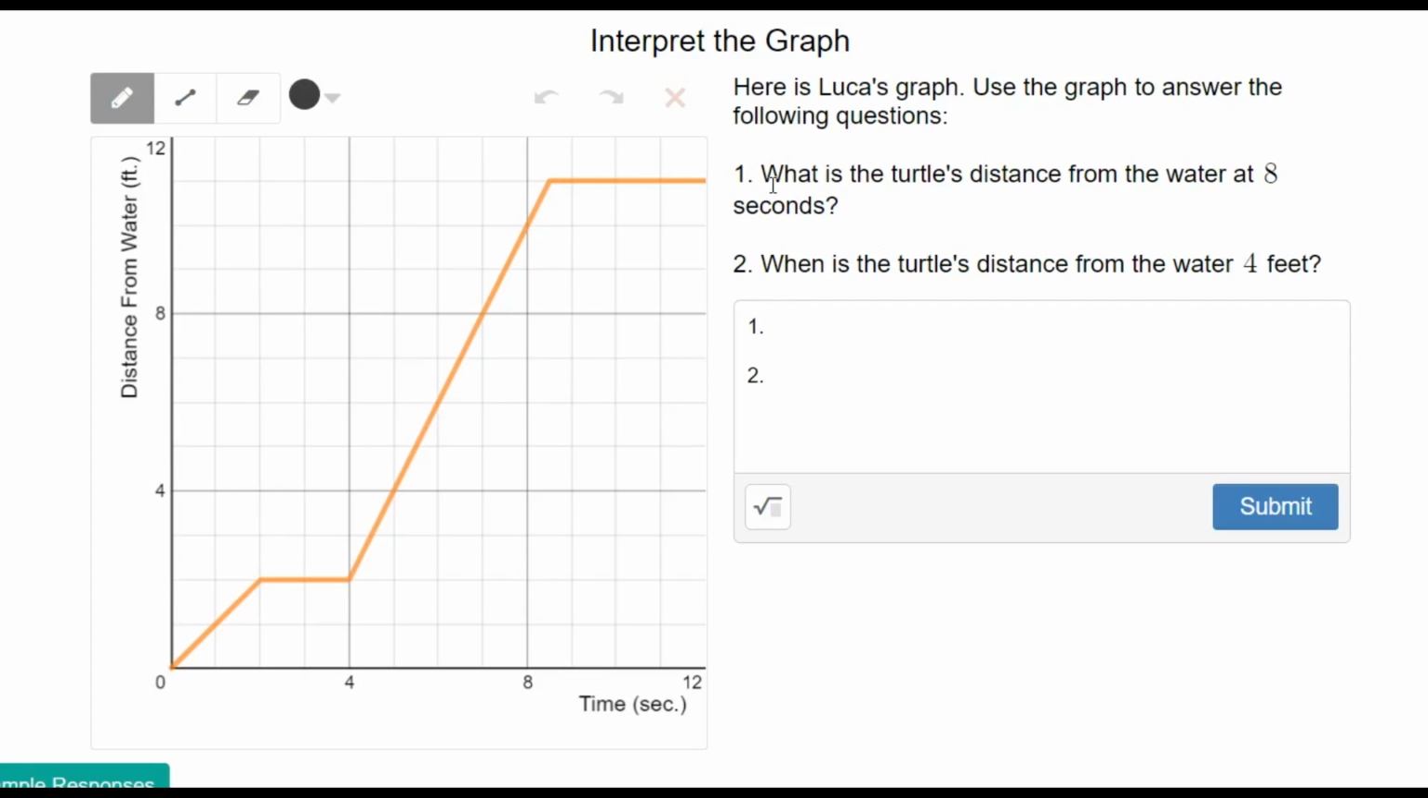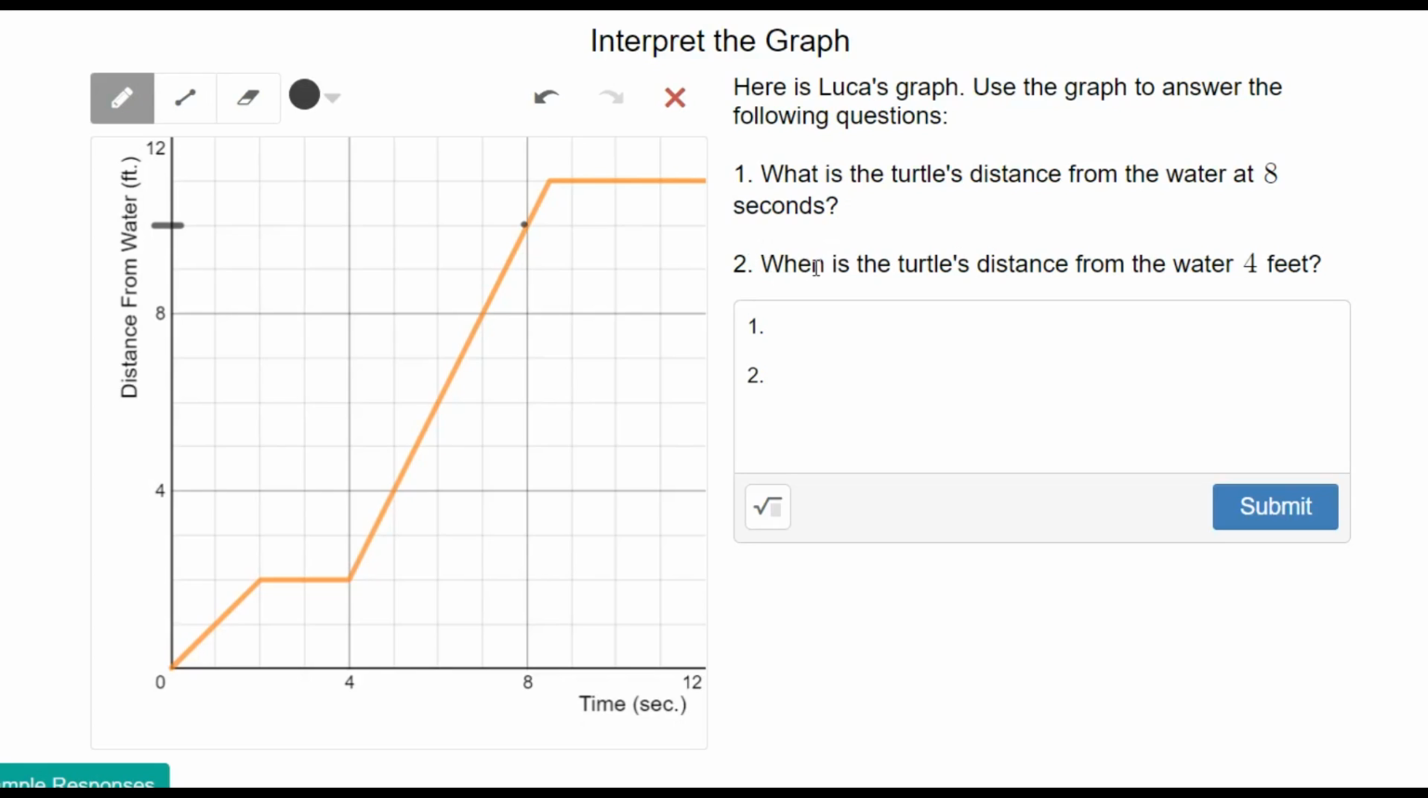So using the graph, what is the turtle's distance from the water at 8 seconds? So 8 seconds would be right here. And if we look at the graph, it would appear that the turtle is this far from the water. So let's see, it's going up 4, 8, 12. This is in between 8 and 12, so that would be 10 feet. So the turtle is 10 feet from the water after 8 seconds.